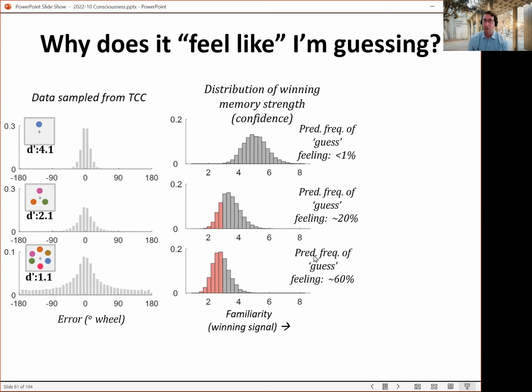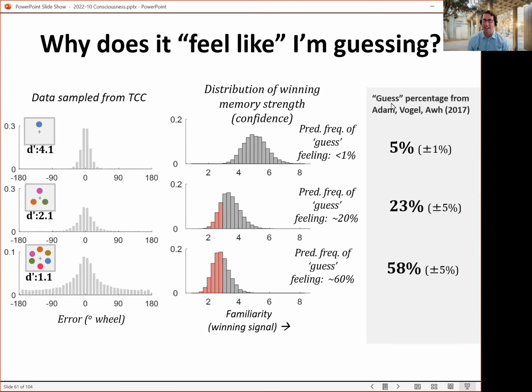And then it turns out that people have collected exactly this data, literally a binary confidence scale. Do you feel like you're guessing or not? In fact, Kirsten Adams' paper with Ed Vogel and Ed O did this. And here's what they found. They found 5% people feeling like they're guessing at set size 1, 23% at set size 3, and 58% at set size 6, right?